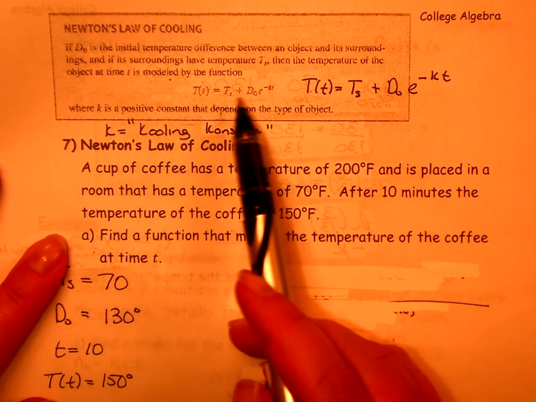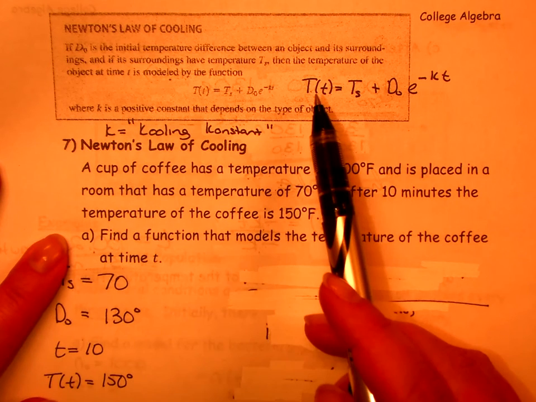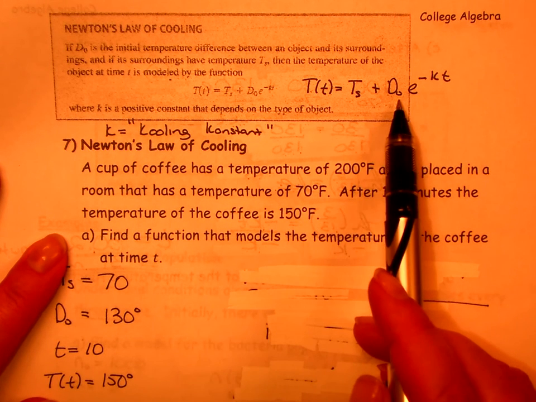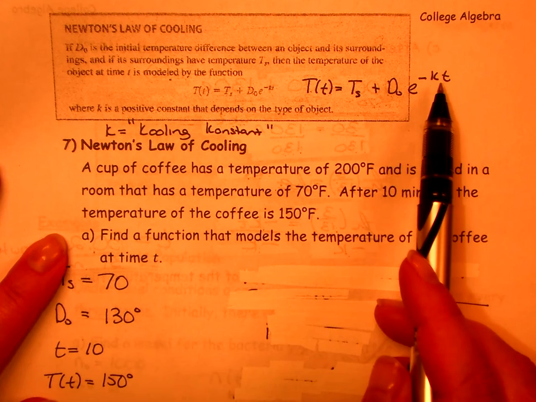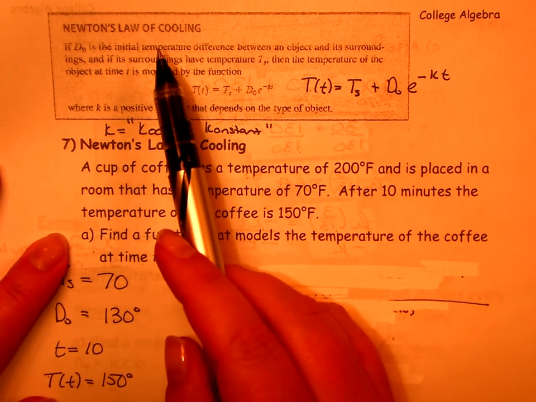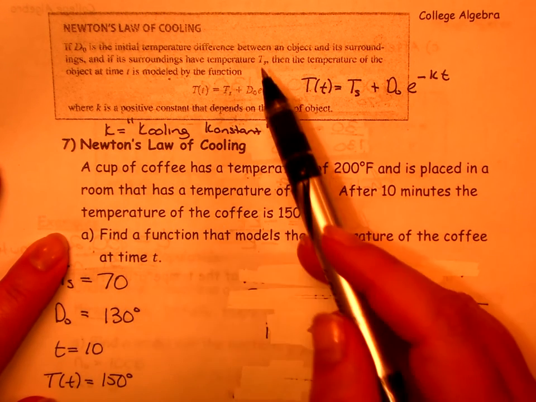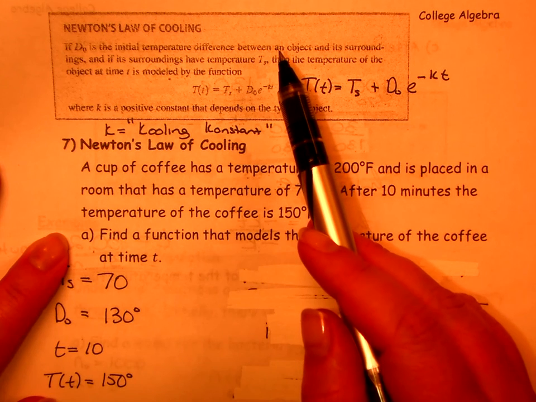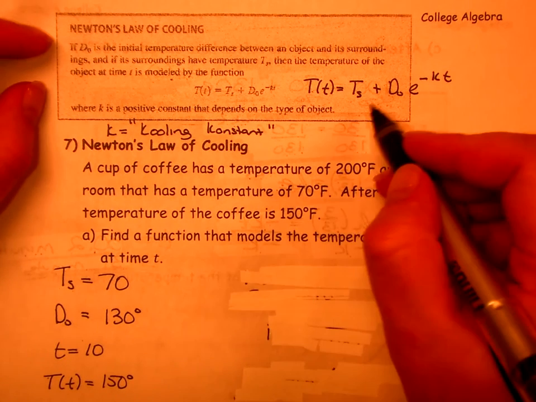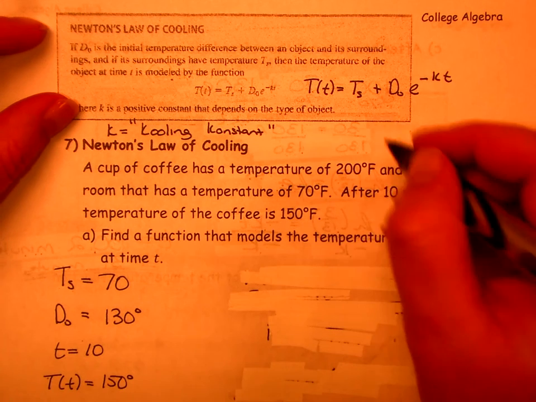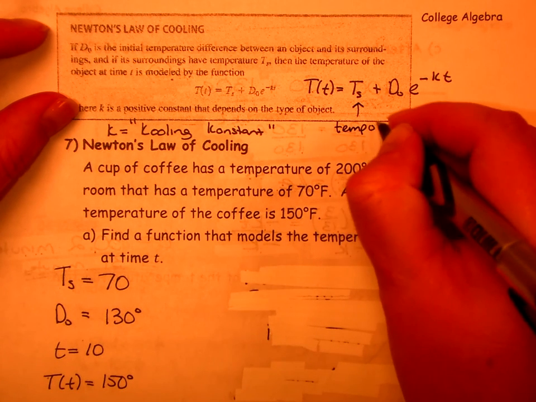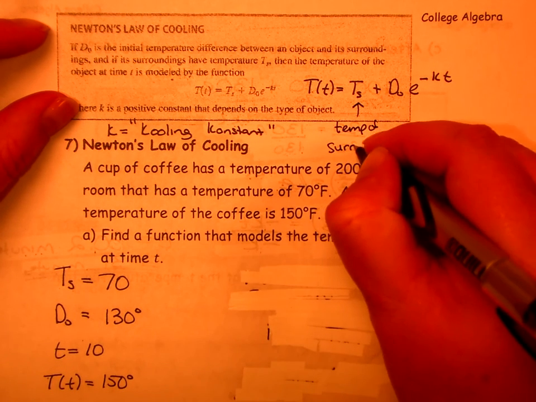Just in case you can't read this small script here, we have T of t equals T sub s plus D sub 0 e to the negative kt. Now this exponent is negative because we're cooling. The temperature is cooling, so it's like it's decaying. It's going to start off at a higher temperature than it's going to end up. So these variables: T sub s is the temperature of the surrounding medium, it says.